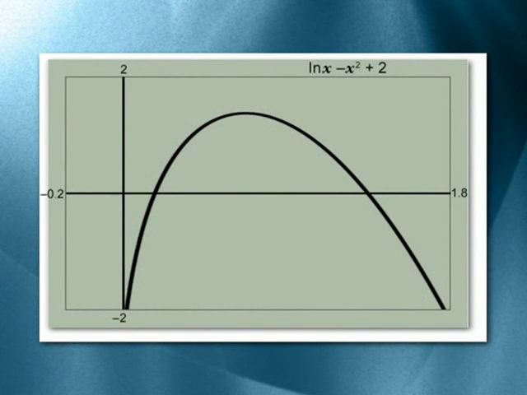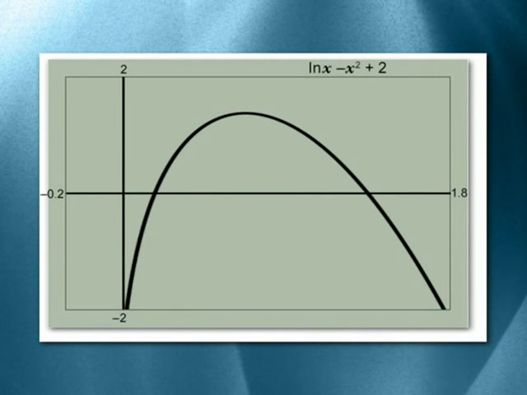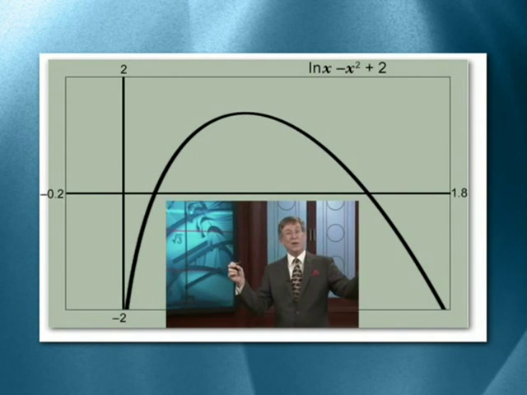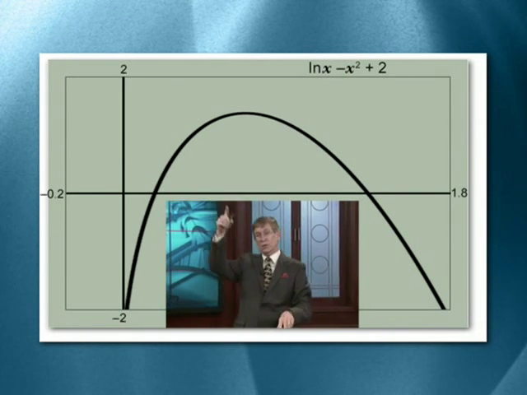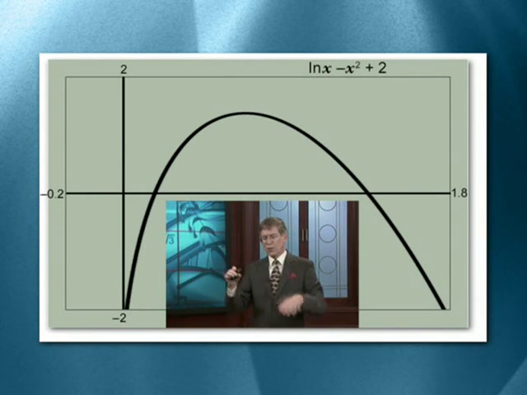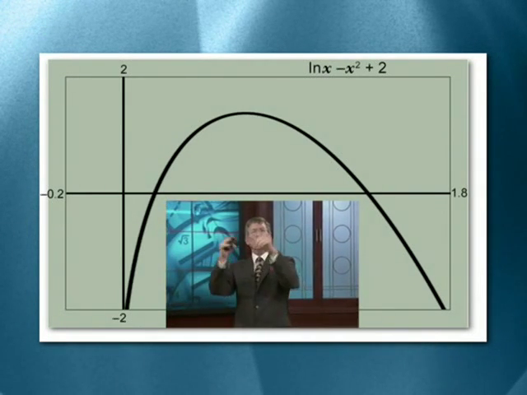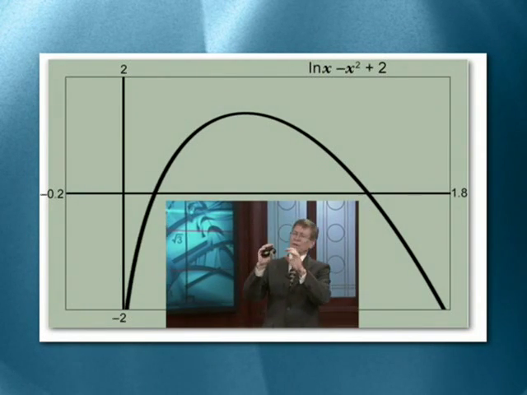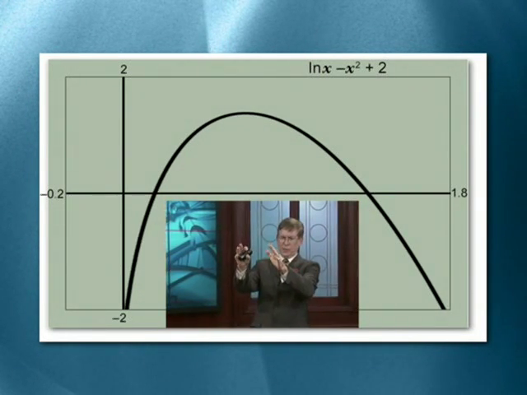And so I did this. Here's a graph of that function, log x minus x squared plus 2. And I've graphed it on a graphing calculator. And let me talk a bit about this graphing calculator screen we're seeing here. The horizontal line starts at minus 0.2 and goes out to 1.8. And the vertical is minus 2 to 2. Those are the dimensions of the window of your graphing calculator. And in that window, the important features of the function are appearing.